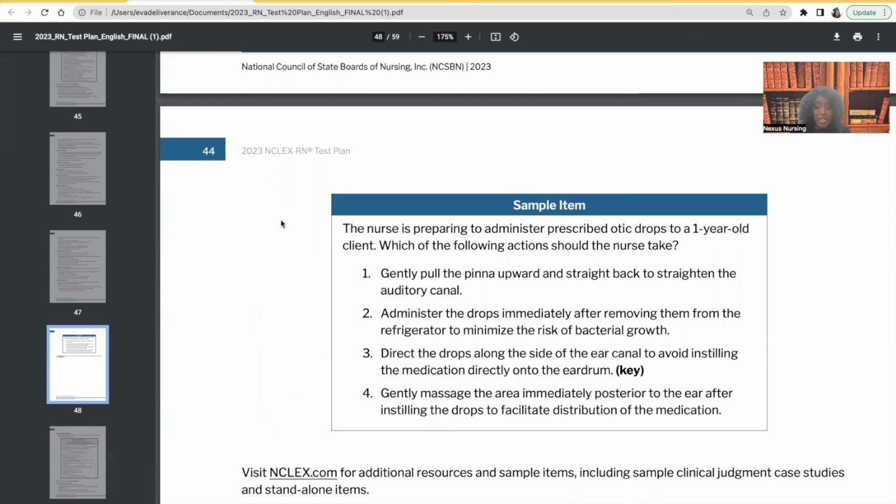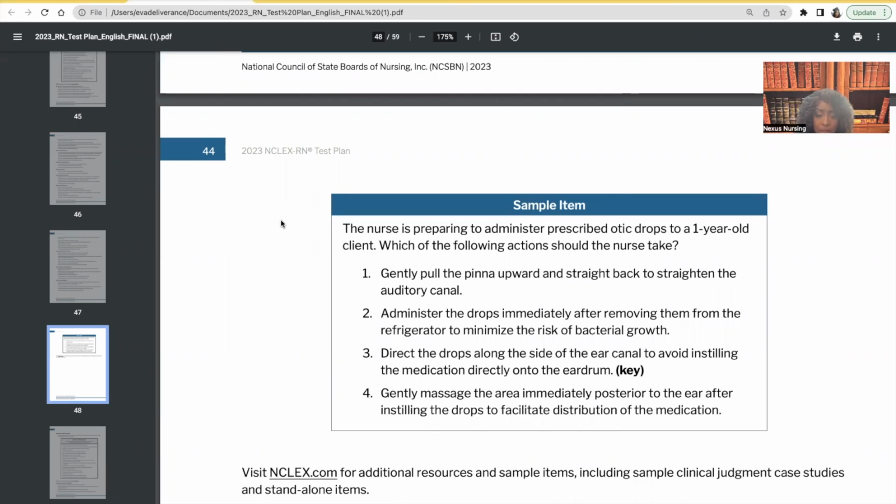Okay, the nurse is preparing to administer prescribed otic drops to a 1-year-old. Which of the following actions should the nurse take? 1, gently pull the pinna upward and back, straight upward and straight back to straighten the auditory canal. 2, administer the drops immediately after removing them from the refrigerator to minimize the risk of bacterial growth.